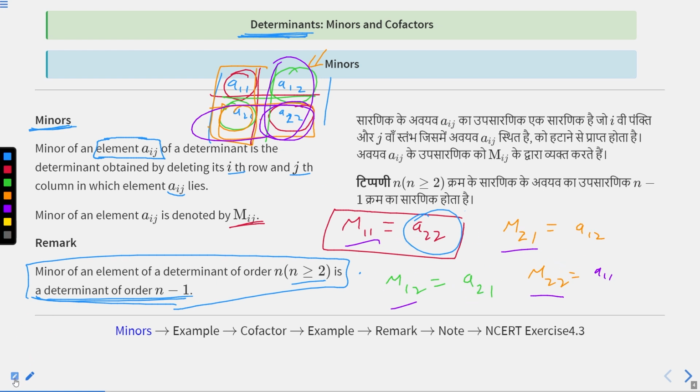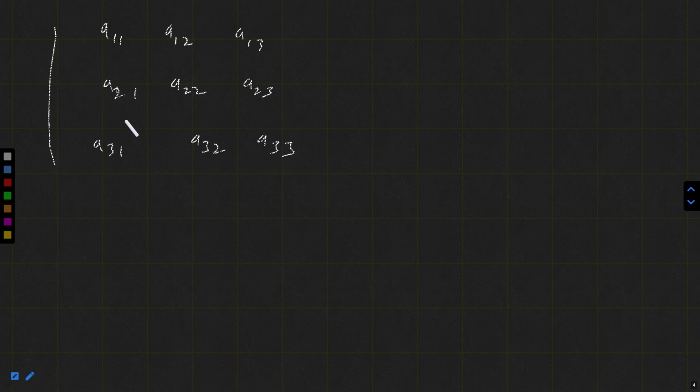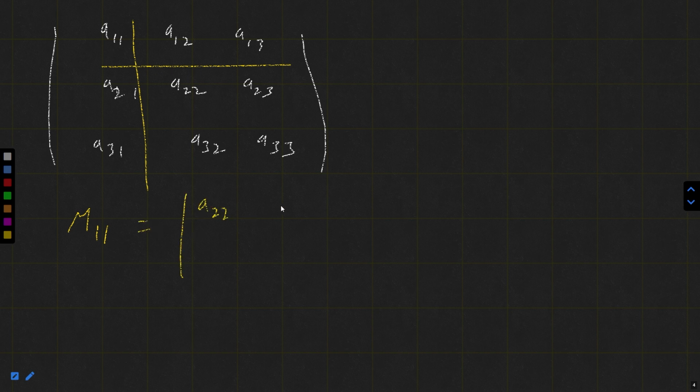What about 3 cross 3? Let me give you a 3 cross 3: A11, A12, A13, A21, A22, A23, A31, A32, A33. For the minor M11, eliminate this row and this column, and you are only left with this matrix. This matrix is 2 cross 2. Now find its determinant and you will get your minor.